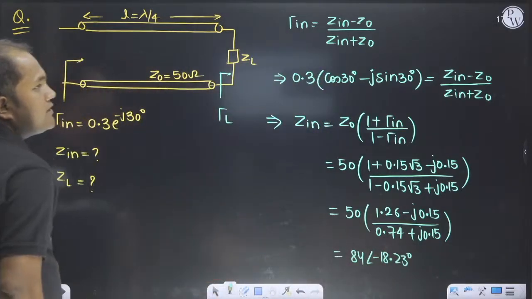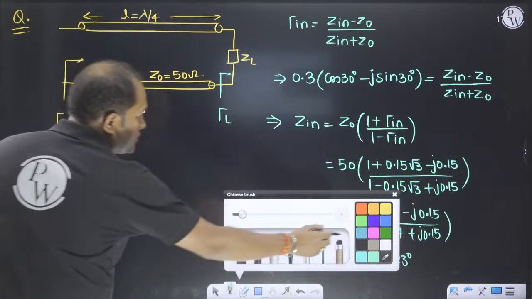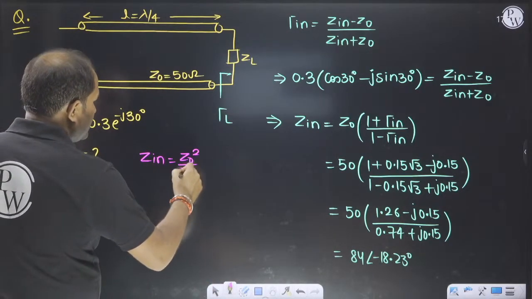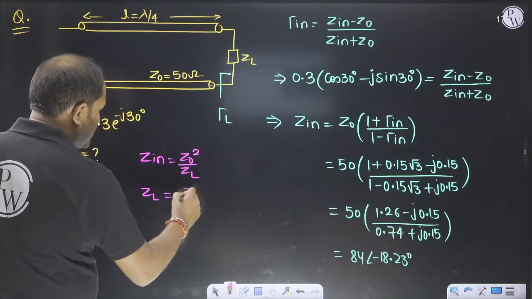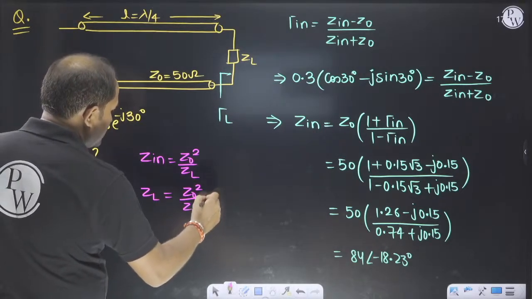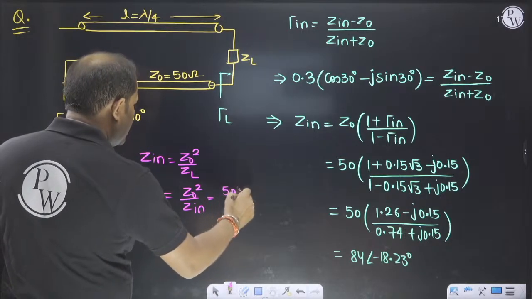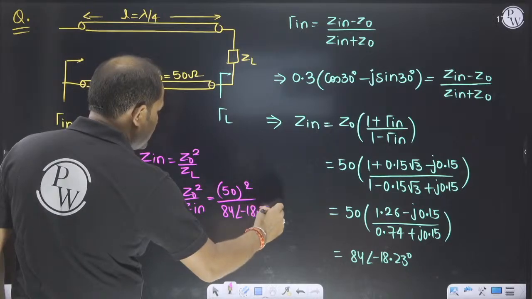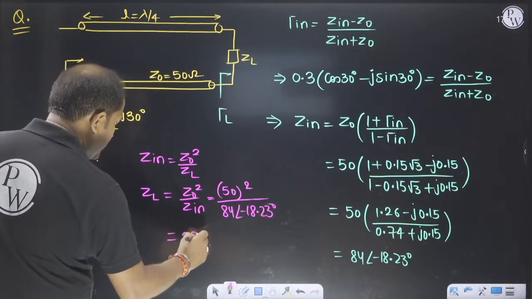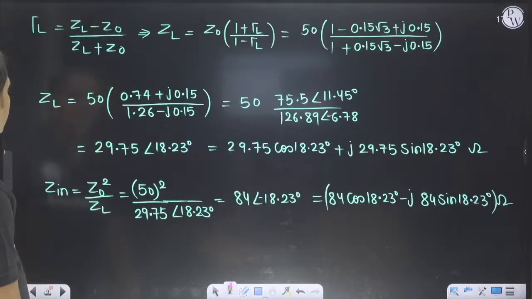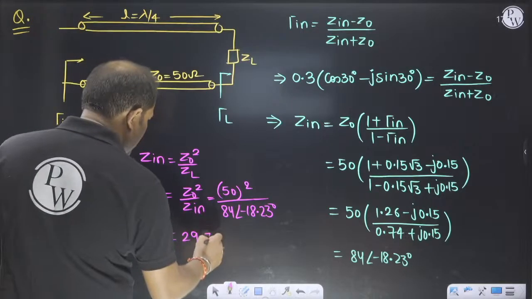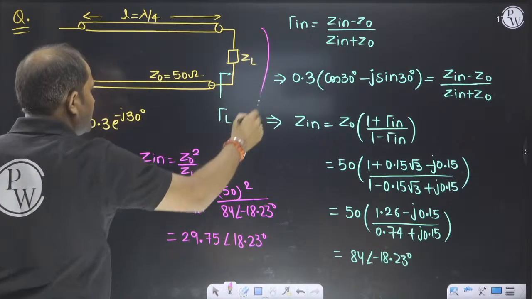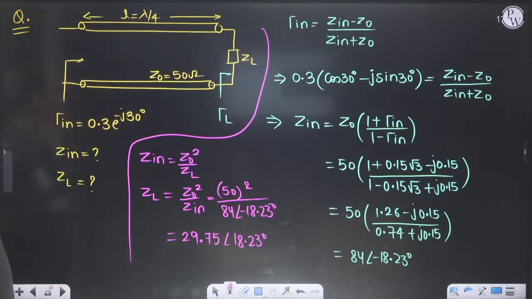Then you have calculated Zin, then you can calculate ZL also. Zin is equal to Z0 square upon ZL, so ZL is equal to Z0 square upon Zin. Z0 we know that 50 square, Zin we know that 84 at angle minus 18.23 degree. So you will solve, you will get 29.75 at angle 18.23 degree. So this is the answer you will get.